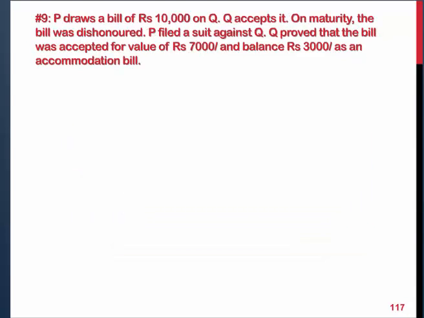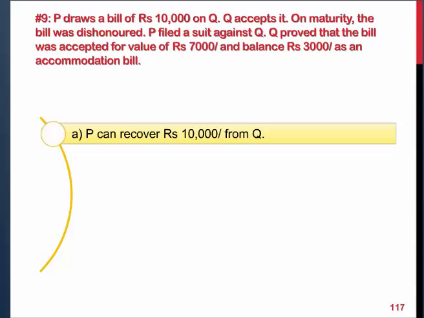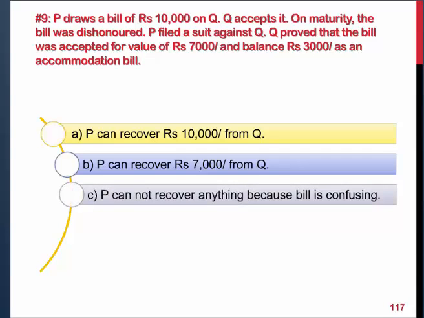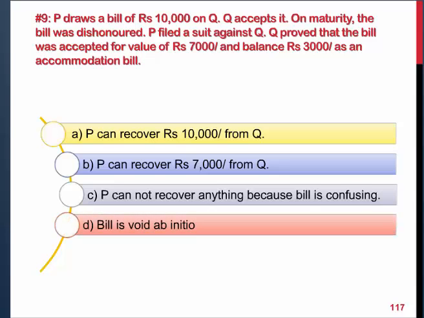Last question, question number 9. P draws a bill of rupees 10,000 on Q. Q accepts it. On maturity, the bill was dishonored. P filed a suit against Q. Q proved that the bill was accepted for value of rupees 7,000 and the balance rupees 3,000 as an accommodation bill. Now, option A. P can recover rupees 10,000 from Q. Option B. P can recover rupees 7,000 from Q. Option C. P cannot recover anything because the bill is confusing. And option D. The bill is void ab initio.